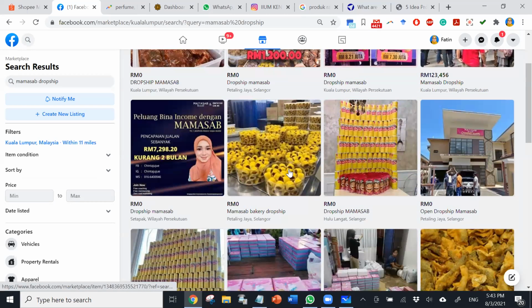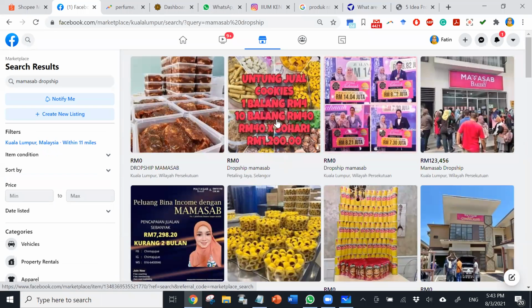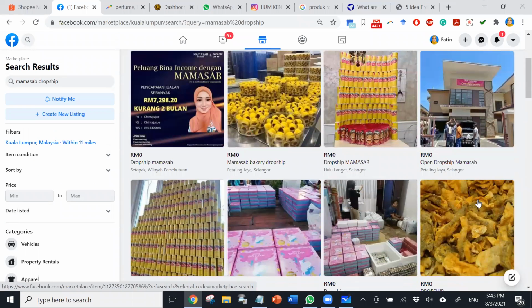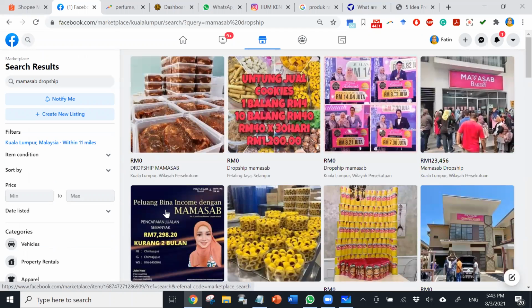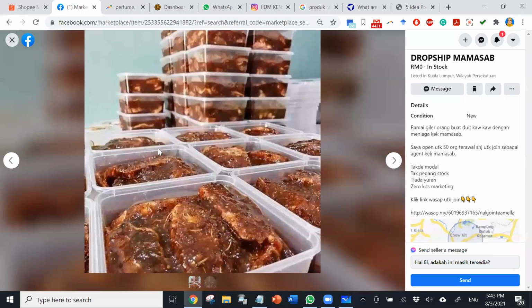Okay, so this one is dropship Mamasap. I click on here. You can compare the prices between all the dropship listings, but basically dropship doesn't have prices. If you want to compare them, you click on one first. Okay, this owner is open to 50 people.